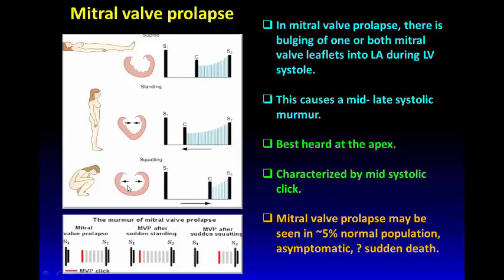You need not worry about all these details. All you need to know is that mitral valve prolapse gives a mid to late systolic murmur, best heard at the apex. Mitral valve prolapse might be seen in about 5% of normal people, and it might be asymptomatic, and in some subjects it might be associated with sudden death.